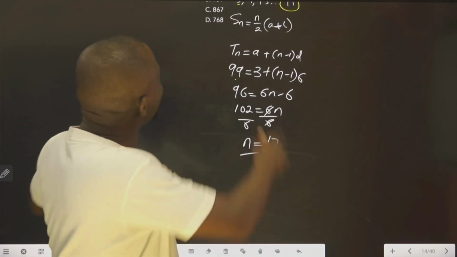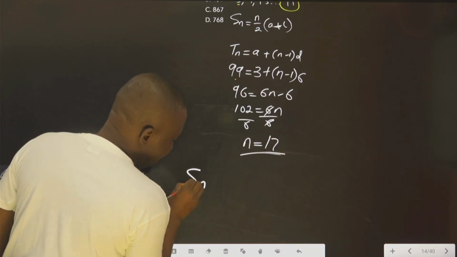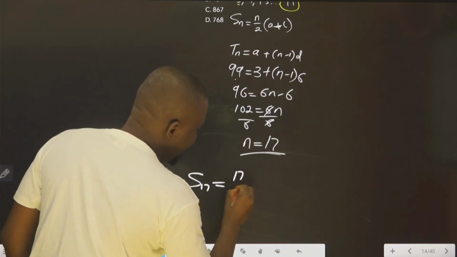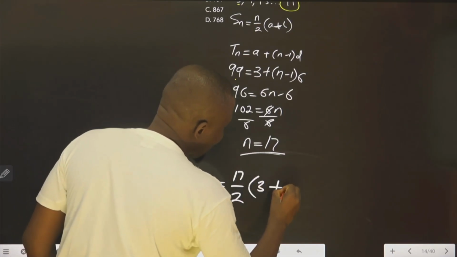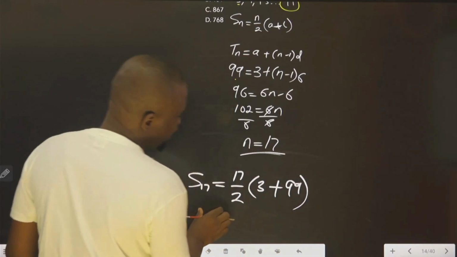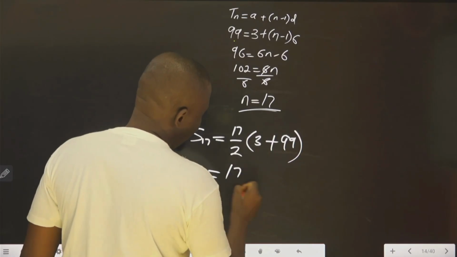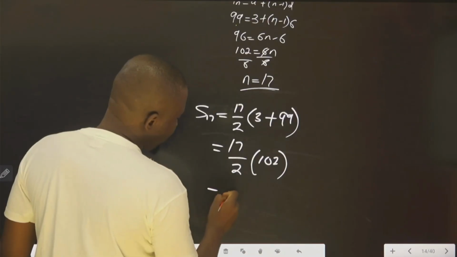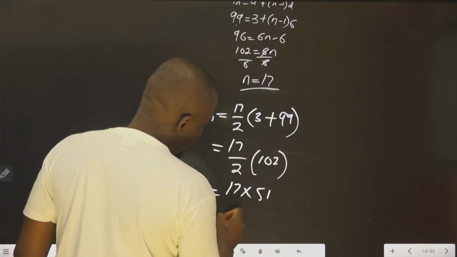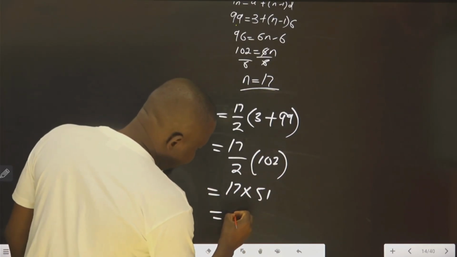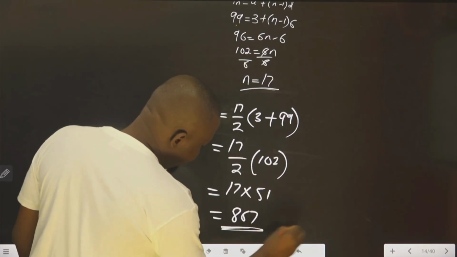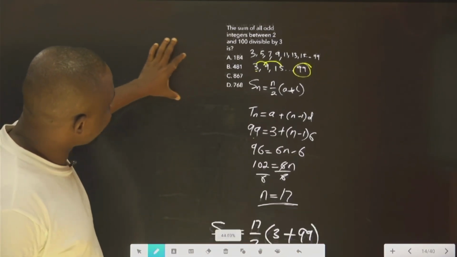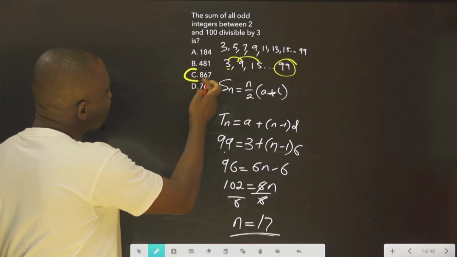Now I can come back to this formula that says Sn, that is S17, equals 17 over 2. The first one is 3, the last one is 99. So I can solve this to get the sum. This is what? 102, which will give us 17 times 51. If we multiply this, we're going to have 867. So if we check the answers now, we should have 867 as this.